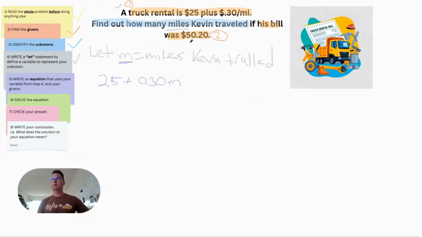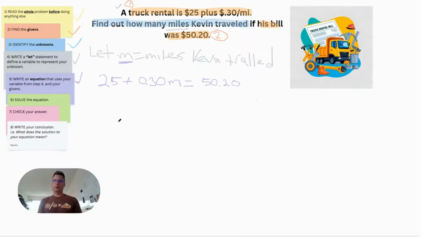If his bill was $50.20, that also sounds like a total, right? So if we have 2 ways of writing the total, we can set them equal to each other, right? Because that's what an equation really is, just stating that 2 quantities are equal to each other on the left and the right hand side. And this is an equation. So we have a super big win on step 5 here. We now have an equation, and I think that you may know how to solve this with your experience so far.